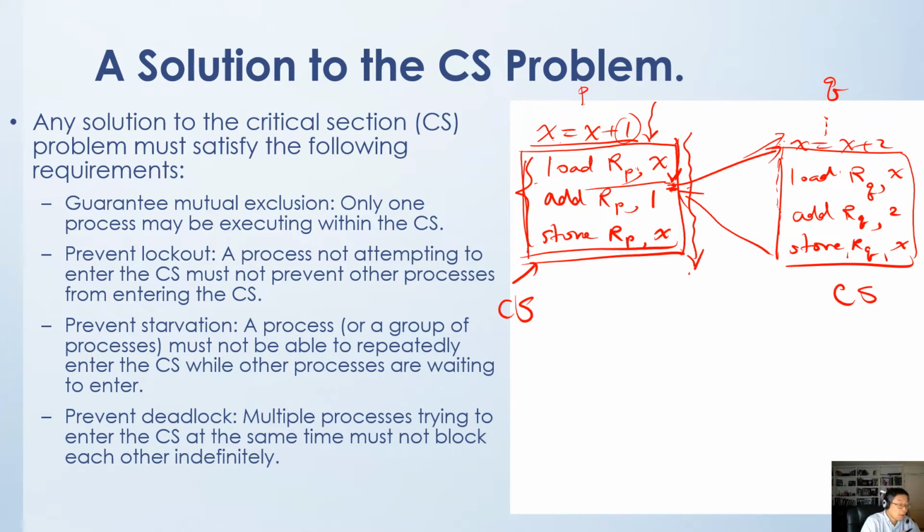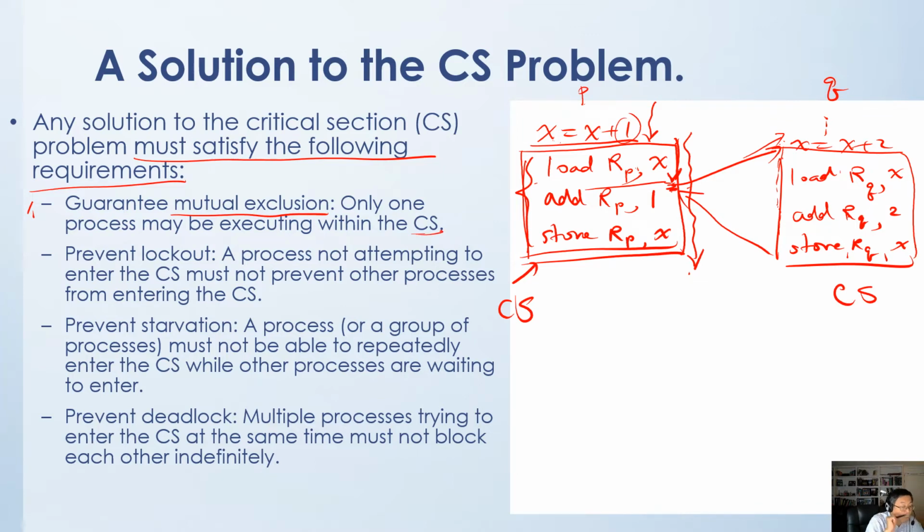Now, for any solution to the critical section problem, we define the following 3 requirements. Any solution must satisfy the following requirements. The first one is to guarantee mutual exclusion. That means only one process may be executing within the critical section.